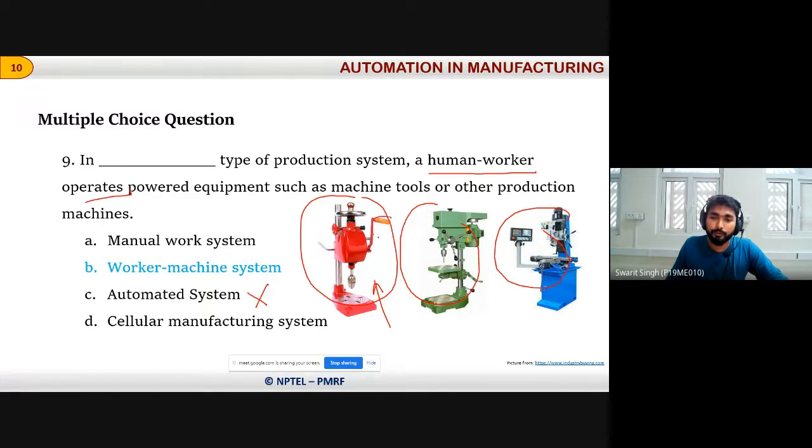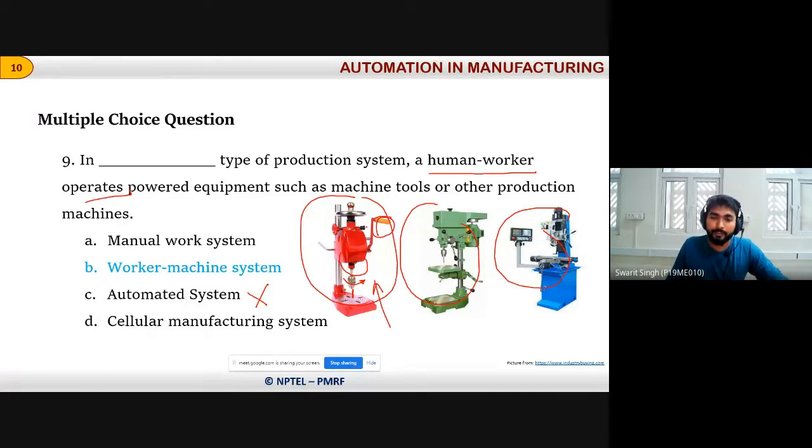So here is the handle. They rotate this handle, and the motion of this handle goes through a gear train, which is converted into the rotation of this spindle. And here there is a drill bit, which performs the drilling operation.